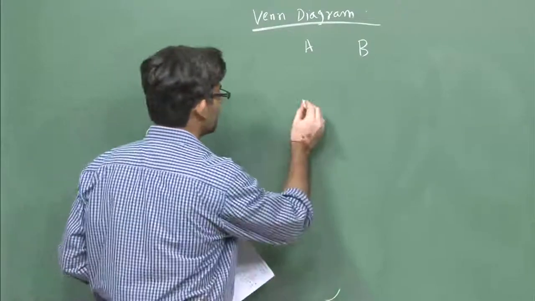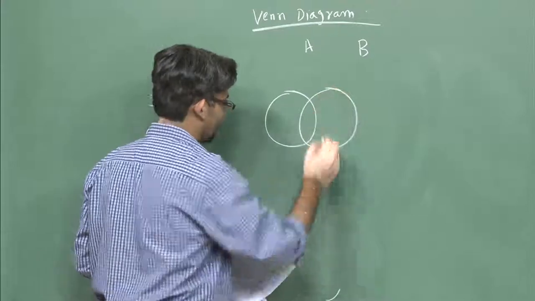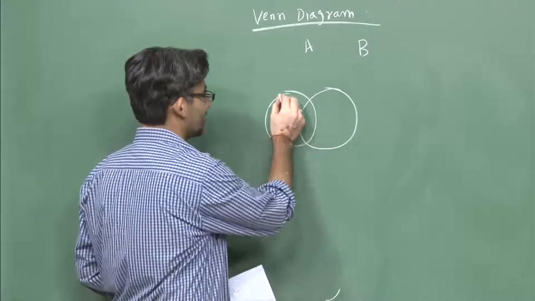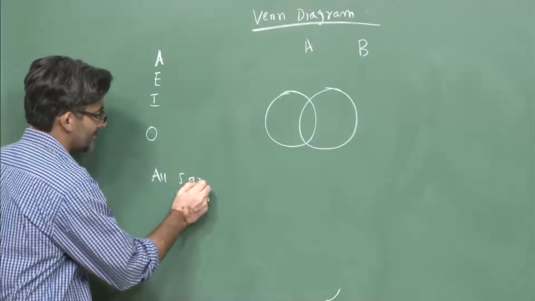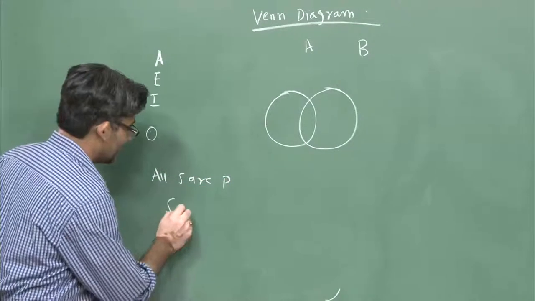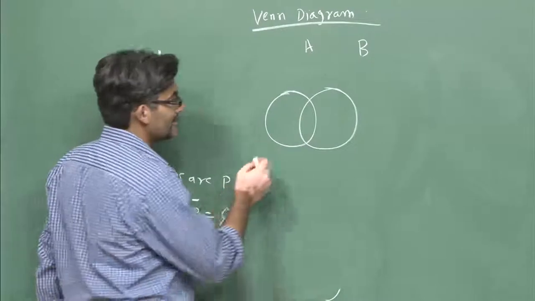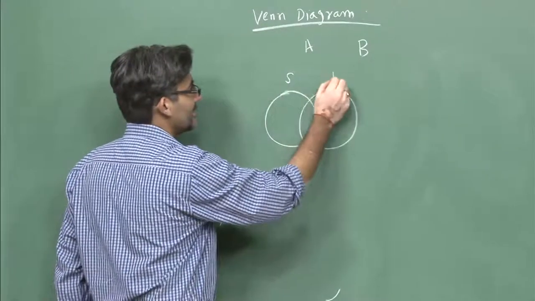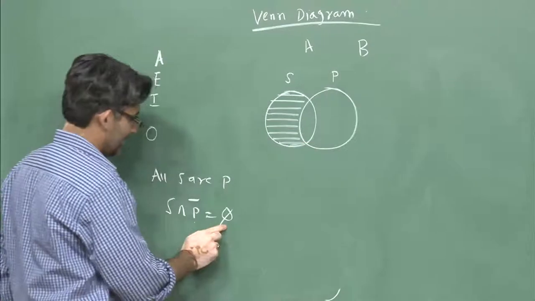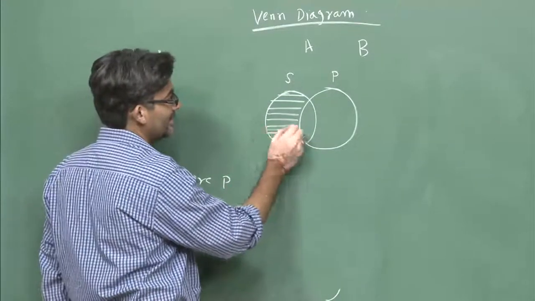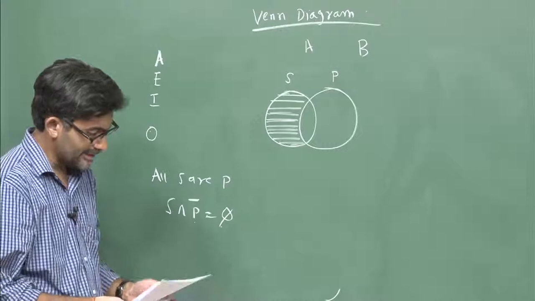The first one, the A proposition, is shown as this particular thing. Since all S are P means S intersection P bar should be empty, it should be an empty set. So what is S intersection P bar? This is S, the subject term, and this is the predicate term, and this is what is considered S intersection P prime. That has to be empty, so we shade this particular portion. That is what refers to all S are P.